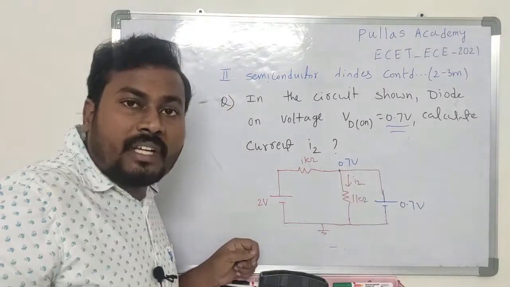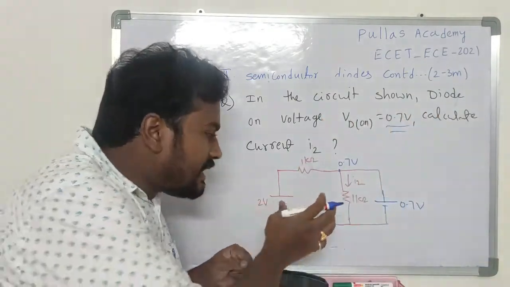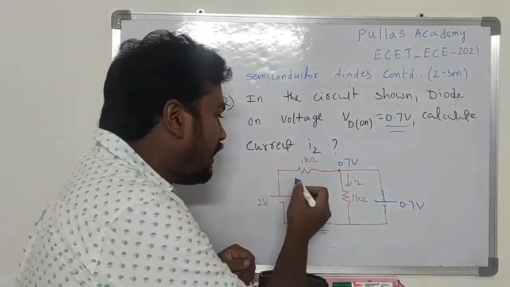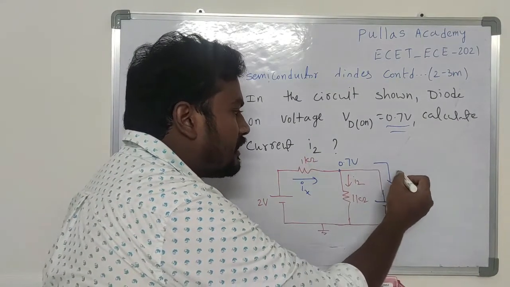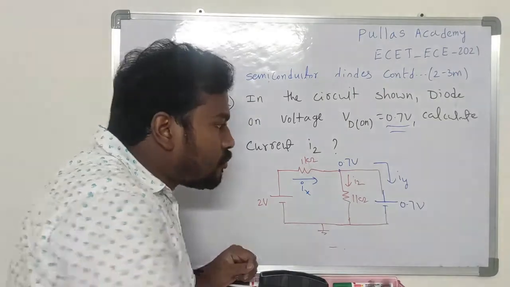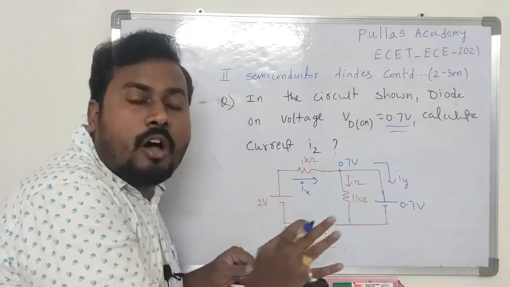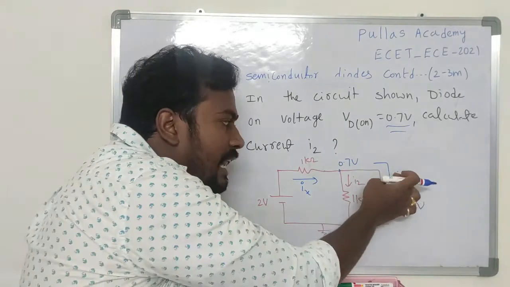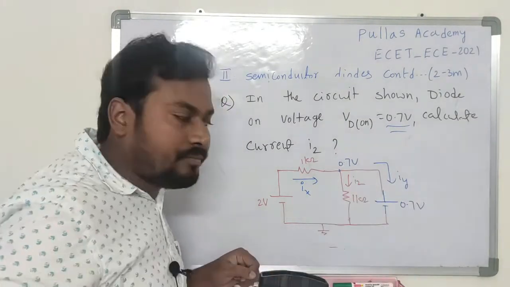Then this voltage will be 0.7. So we all know KCL, Kirchhoff's current law. That KCL we have to apply here. Let's say this current is some Ix and this current is Iy. If this is positive only, we are true. Otherwise, we are wrong. Okay. So we need to calculate Iy first. If it is positive, then we are right.